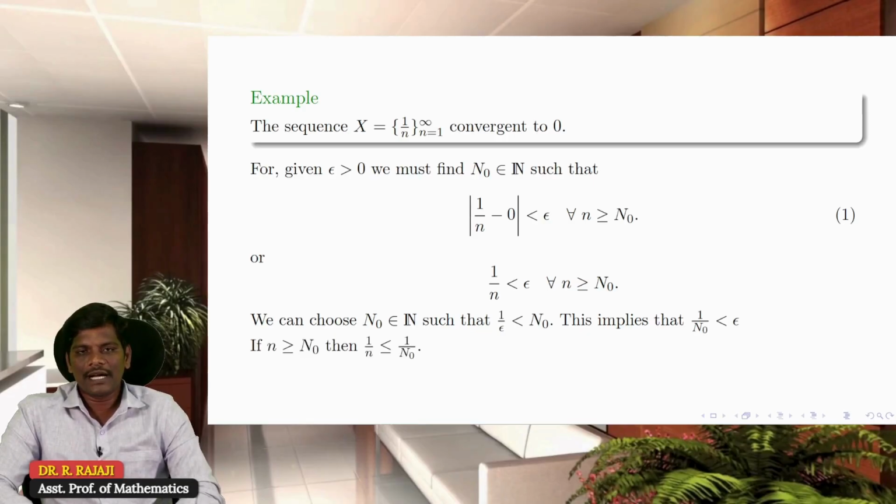If n is greater than or equal to n naught, then 1/n is less than or equal to 1/n naught. Using these two facts, we get 1/n is less than epsilon for all n greater than or equal to n naught. This shows that 1/n converges to 0.